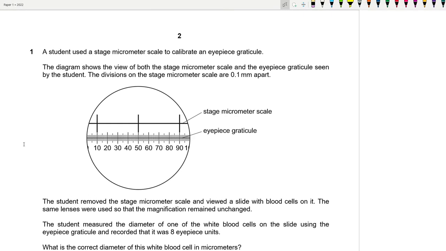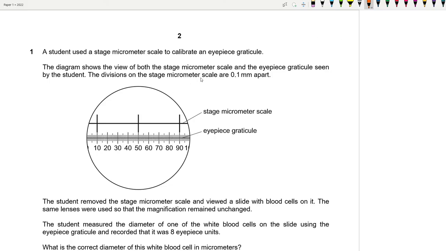A student used a stage micrometer scale to calibrate an eyepiece reticle. The diagram shows the view of both the stage micrometer scale and the eyepiece reticle seen by the student. The divisions on the stage micrometer scale are 0.1 millimeter apart. The student removed the stage micrometer scale and viewed a slide with blood cells on it. The same lenses were used so that the magnification remained unchanged. The student measured the diameter of one of the white blood cells on the slide using the eyepiece reticle and recorded that it was 8 eyepiece units. What is the correct diameter of the white blood cell?